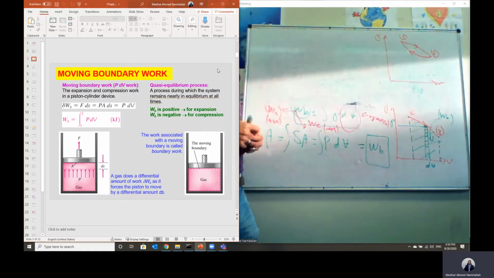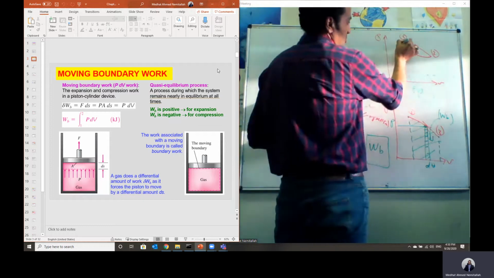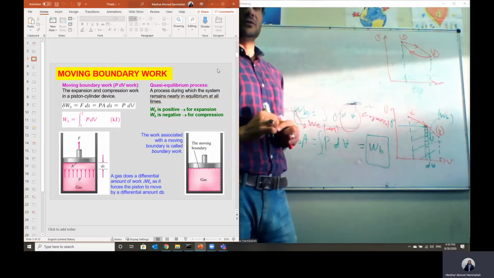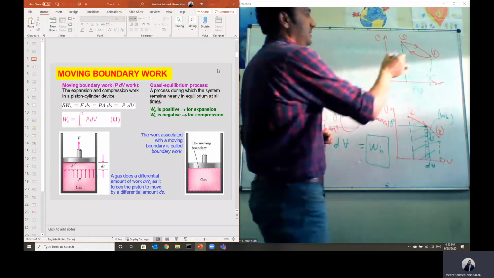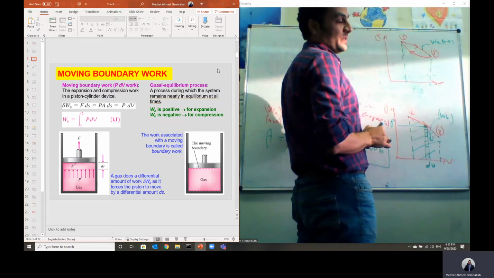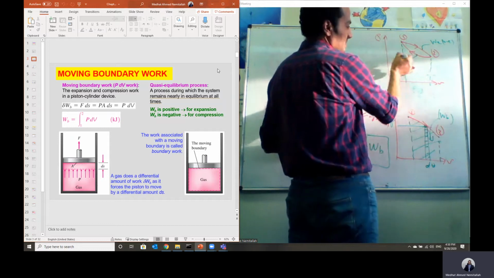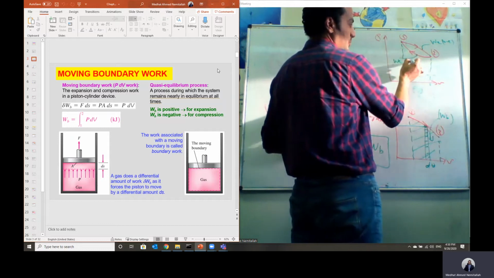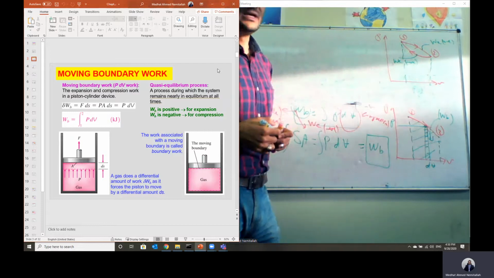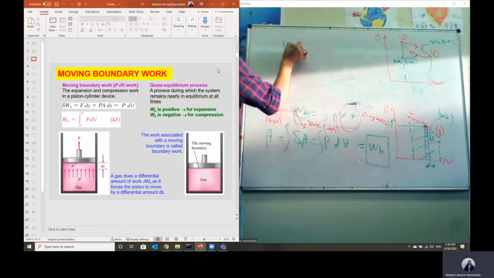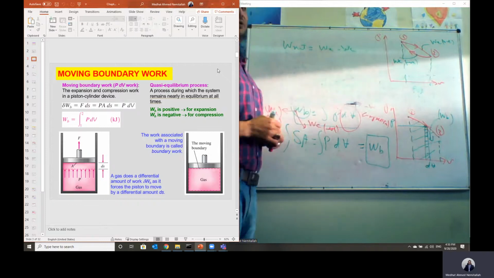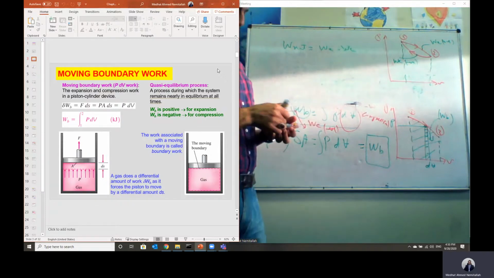The expansion work from state 1 up to state 2 is just the area under the curve, and its sign is positive. But the work from 2 to 1 is a compression work, and its sign should be negative. In this case, the net work for the cycle is just equal to the expansion work minus the compression work.